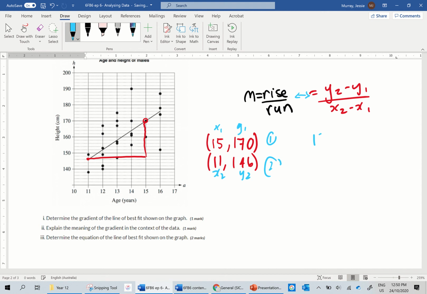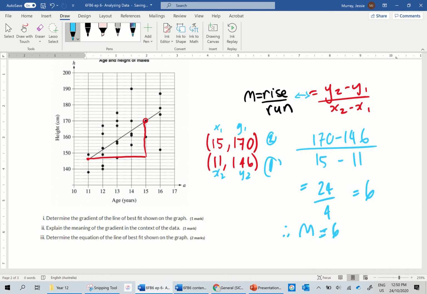So putting it in, I'd get 170 minus 146 over 15 minus 11. And again, it doesn't really matter if this is point 1 and this is point 2 or vice versa, okay? All right, and that will give you your answer. So you get, what, 24 on 4. So the gradient is 6, and it's positive, so it's positive 6. So then I say, therefore, M equals 6.